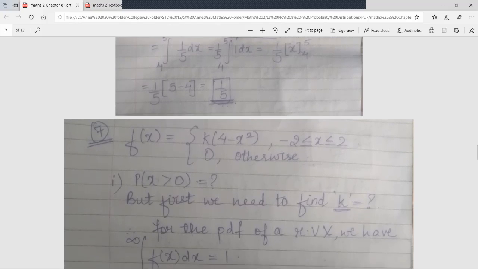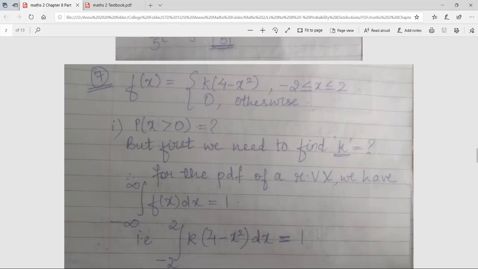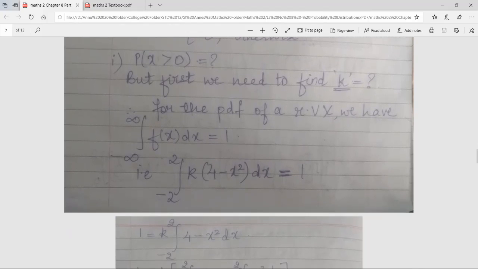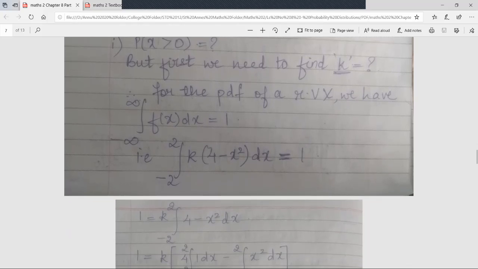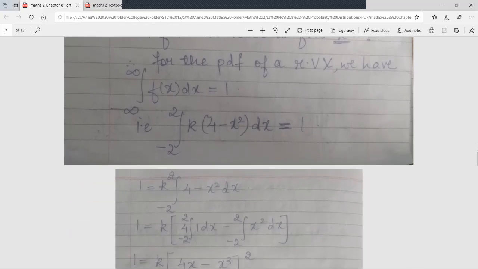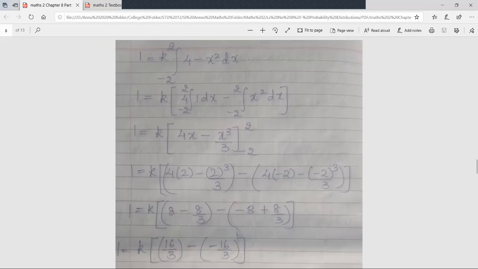So first, before we find the probability of x greater than 0, we need to find the value of k. And for that, we know the PDF of a random variable x. The formula is integration from minus infinity to infinity f of x dx is equal to 1. So the condition put forward is integral minus 2 to 2 k into 4 minus x square dx is equal to 1. So we'll take k outside the integration sign as it is a constant. So we are left with 4 minus x square dx inside. Now as you know, class, there is a minus sign in between. So minus sign means we have to integrate separately.